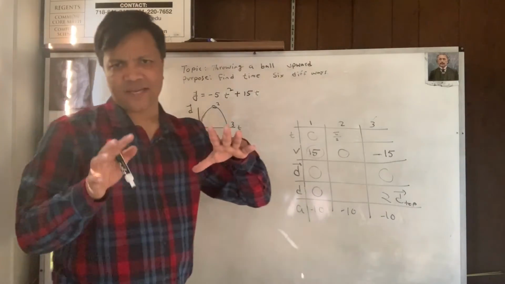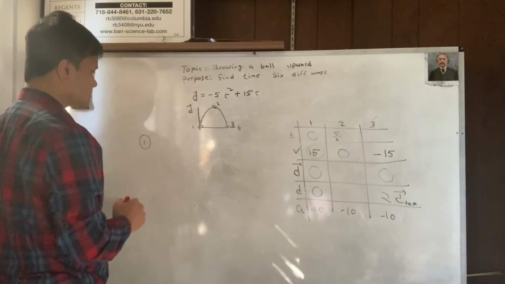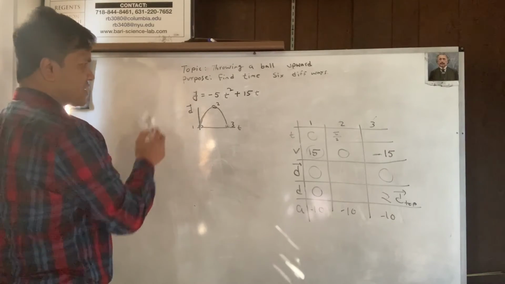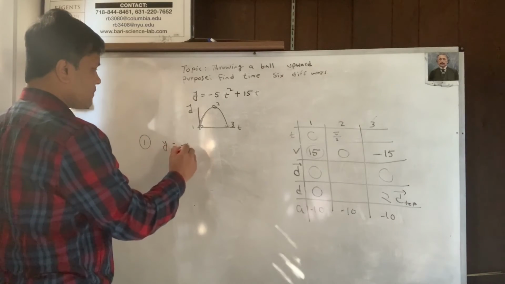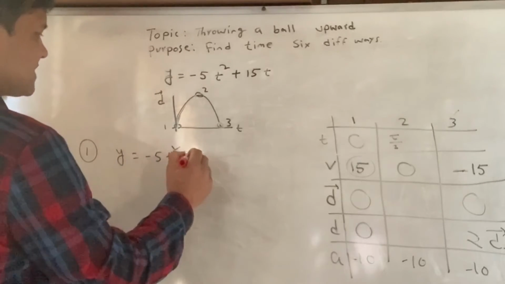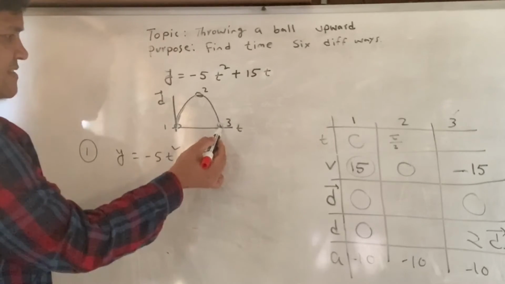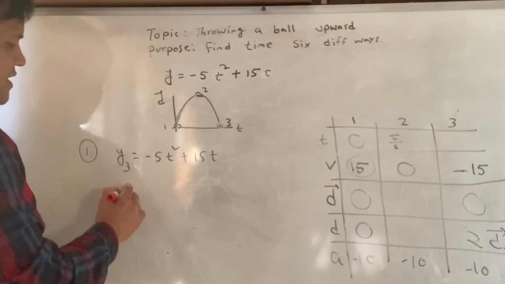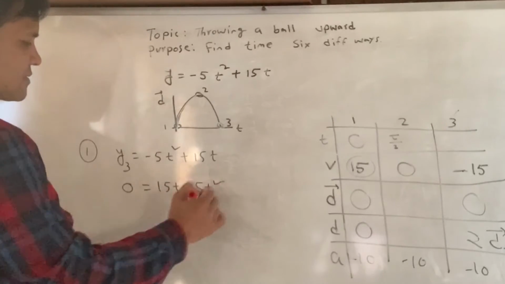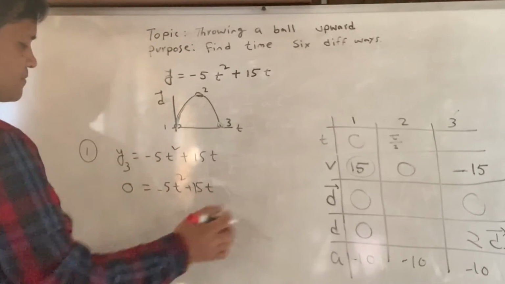Alright, now we're going to find the time in 6 different ways. Number one, we're going to find the time by using the function y equals 5t squared, this is called the position function, plus 15t. We're going to let y equal 0 because right here at location 3, y is 0. So 15t minus 5t squared.